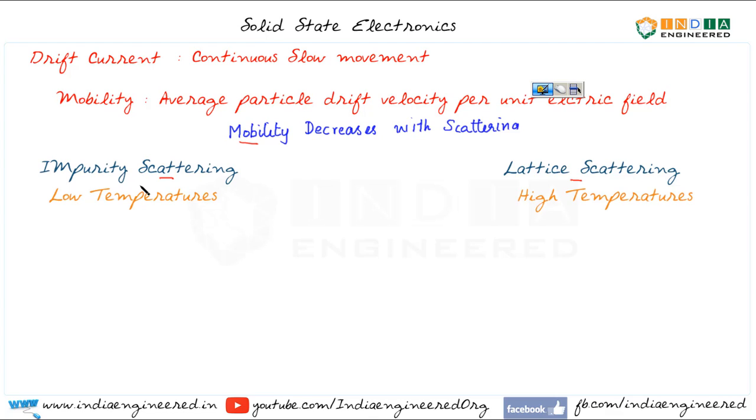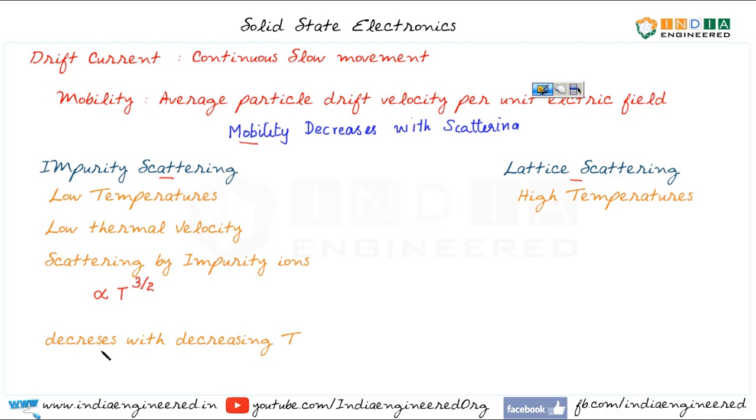Now let's see impurity scattering. At low temperatures, the charge carriers will have low thermal velocity, so the energy of these charge carriers will be less. So the probability that these charge carriers will get deflected or scattered by impurity ions becomes really high. So at low temperatures, there will be a reduction in mobility due to impurity scattering. It is proportional to T power 3 by 2. The mobility decreases with decreasing temperatures at low temperatures due to impurity scattering.